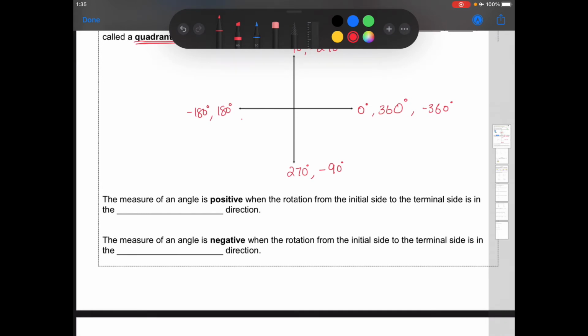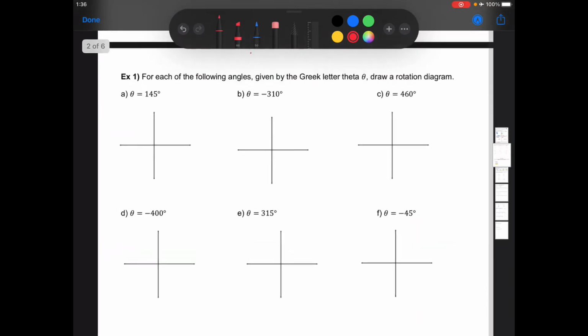The measure of an angle is positive when the rotation from the initial side to the terminal side is in the counterclockwise direction. If you guessed that, you were right. The measure of an angle is negative when the rotation from the initial side to the terminal side is in the clockwise direction.